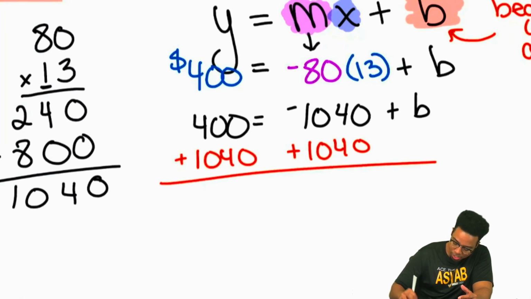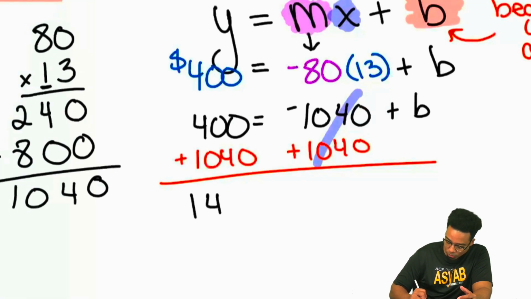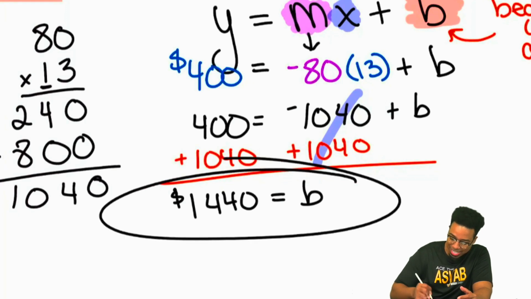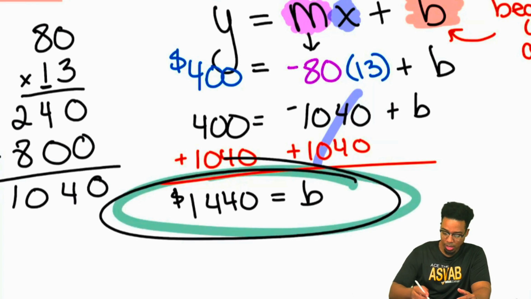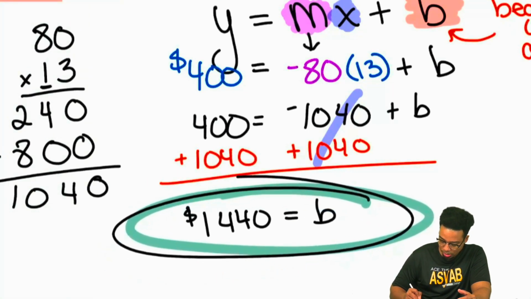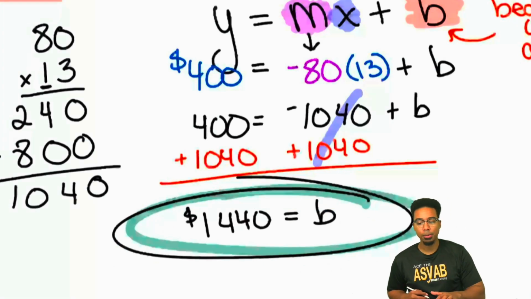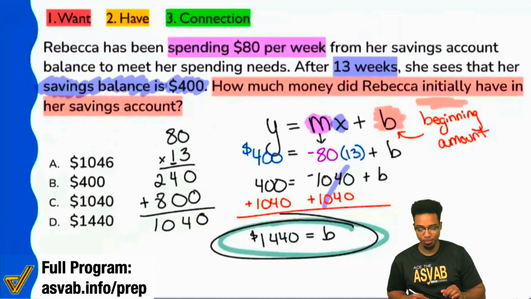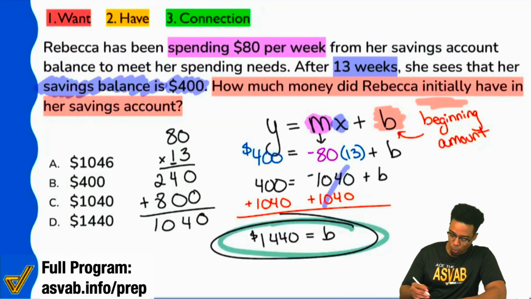Again, stay specific there in the way that you talk about it. That's going to cancel here on the right side, giving us $1,440 in the beginning. And there we are. And let me move this down ever so slightly because I understand that that is in the way of the work. And there we are. Boom. That would be answer choice D.